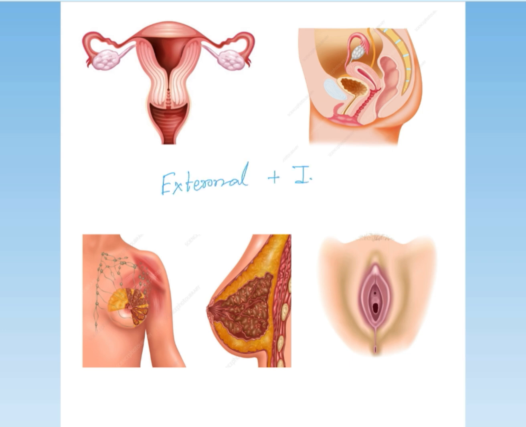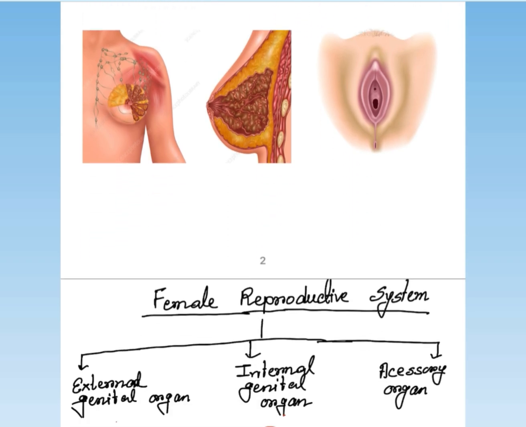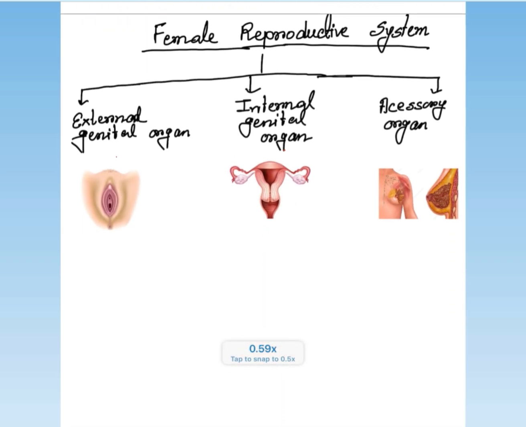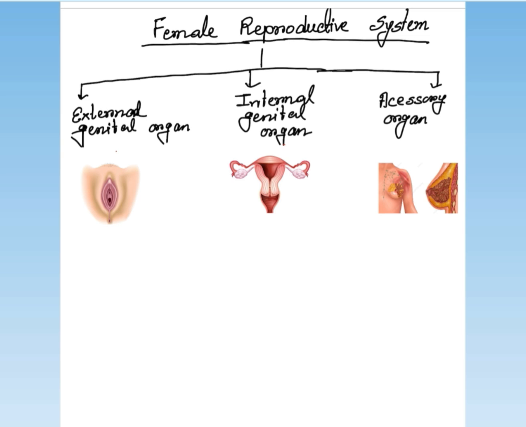which is categorized into external genital organs plus internal genital organs. Now, in today's session we will be discussing only the external portion of the female reproductive system. The female reproductive system is divided into three parts: external genital organs, which we can see from outside; internal genital organs, which we can't see from outside; and accessory organs, which help at the time of intercourse, and the breast is an example of these accessory organs.